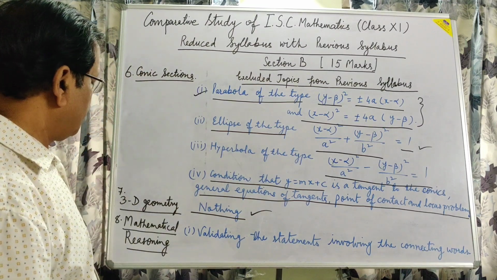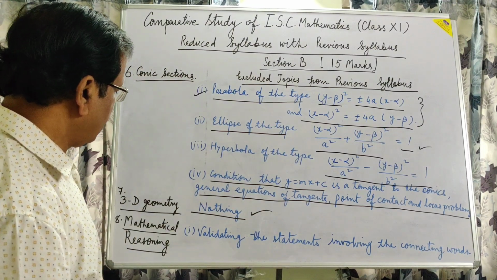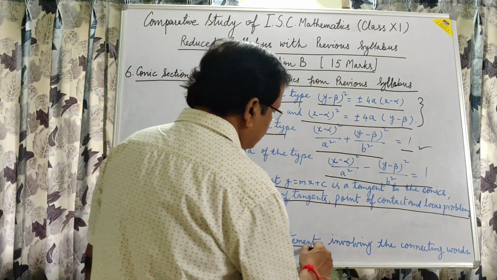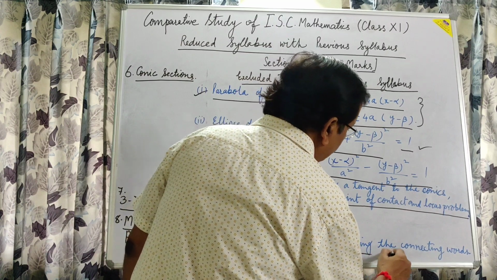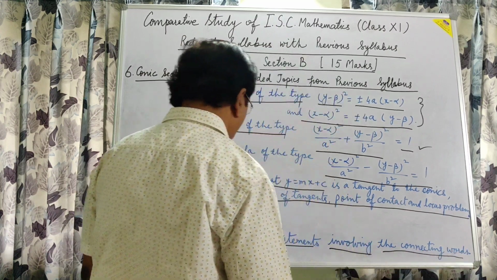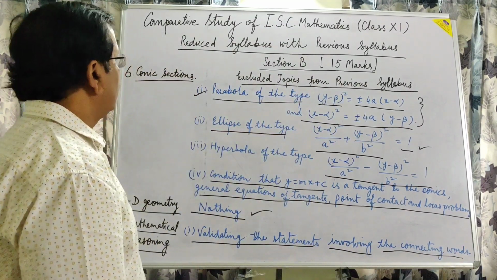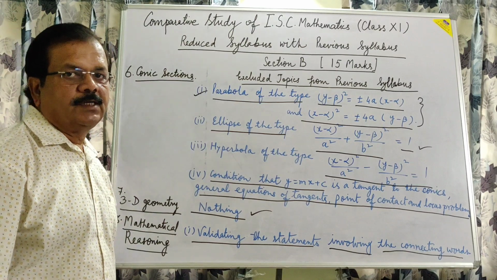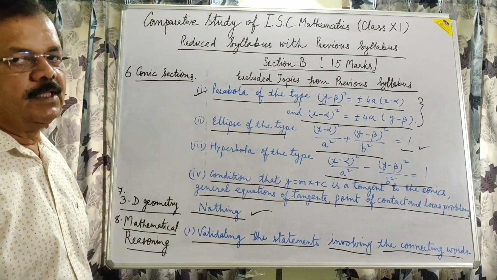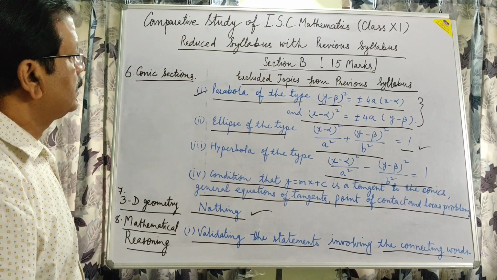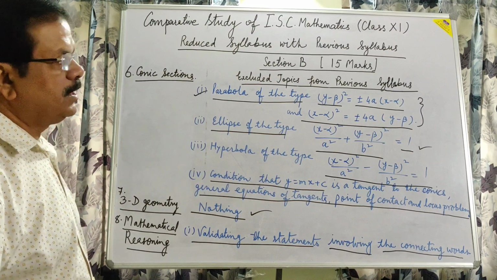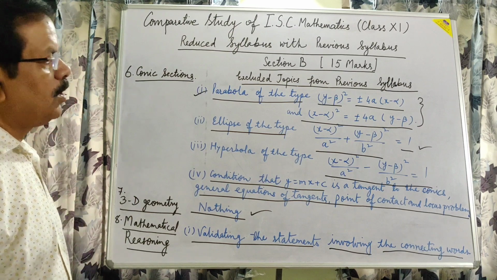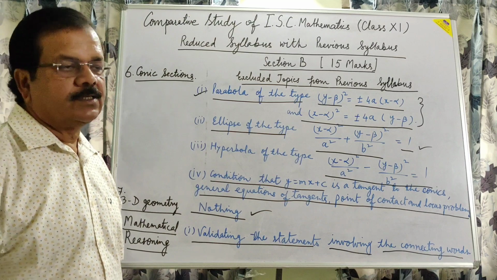Now the chapter Mathematical Reasoning, only one topic, that is validating the statements involving the connecting words, excluded from the previous syllabus. Now this is all about section B. Students are advised to do either section B or section C. Both the sections will carry 15 marks and they get the choice of one section as a whole.